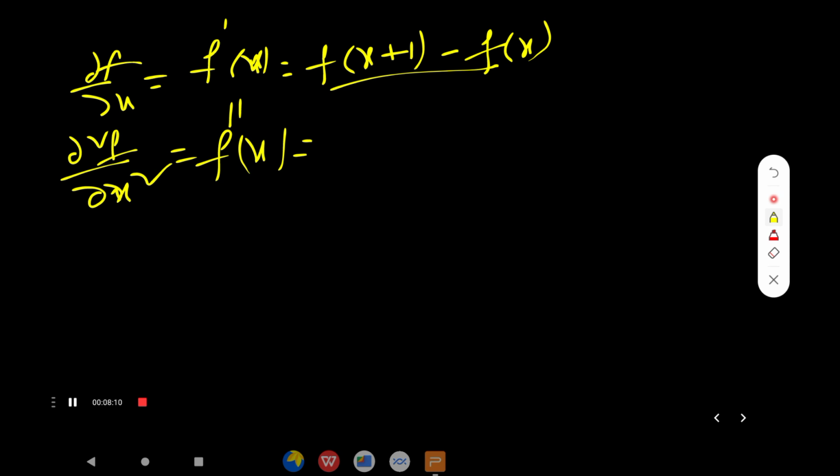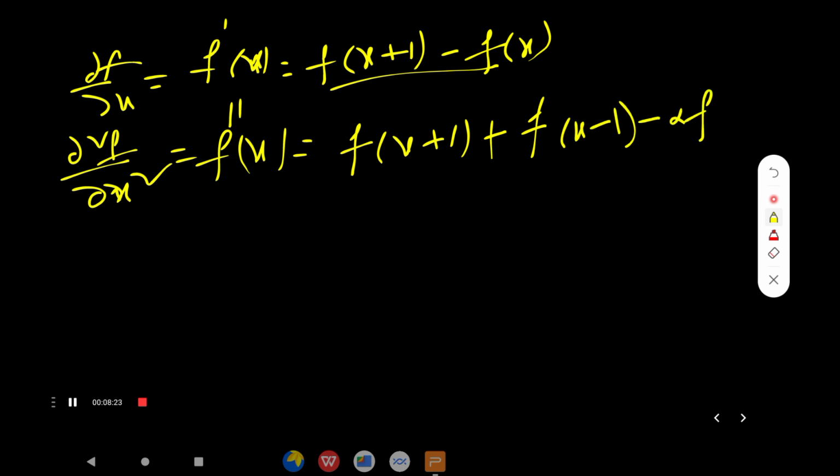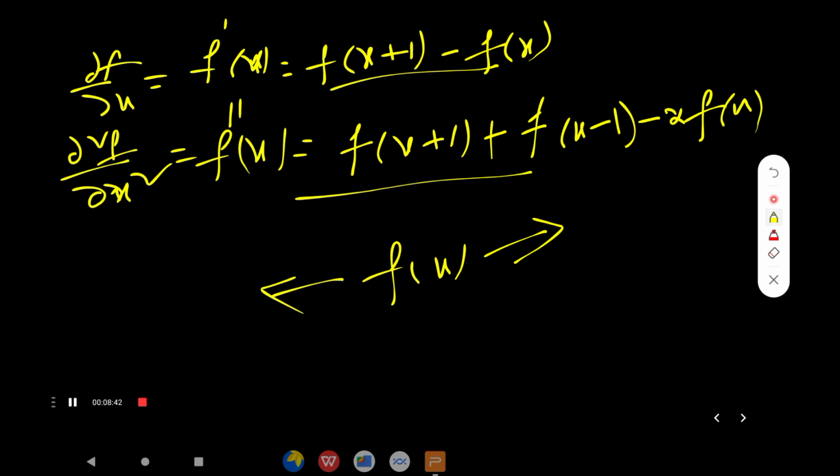So the second derivative I can directly represent by the equation: f of x plus 1 plus f of x minus 1 minus 2 into f of x. This is the second order derivative with respect to the corresponding function. For the derivative you take f of x as the reference value, and for the second derivative you also take the previous value. Then you get this kind of approximation. So this is for the dou square f by dou x square point of view.